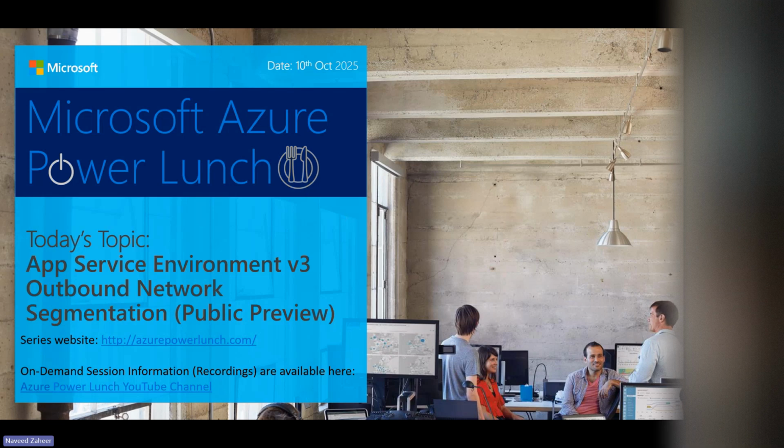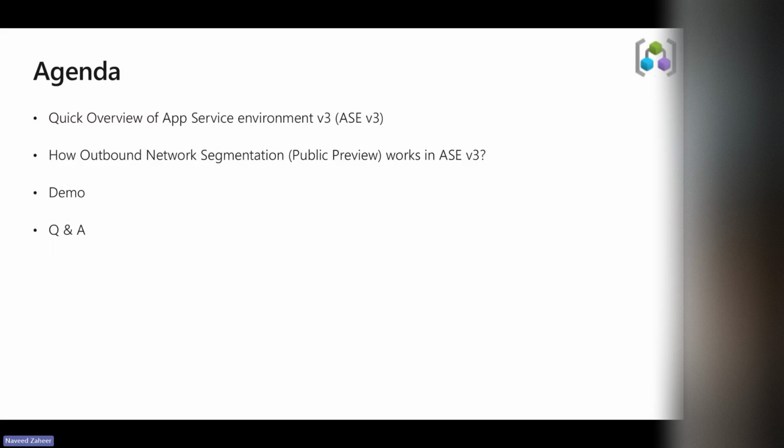So what we're going to do today, here's a quick agenda. We are going to just go over what ASEv3 is, just a quick level set, quick overview. And then we are going to talk about what this outbound network segmentation means, how it works, and what it brings to the table. And of course, there's going to be a demo. So let's quickly jump in.